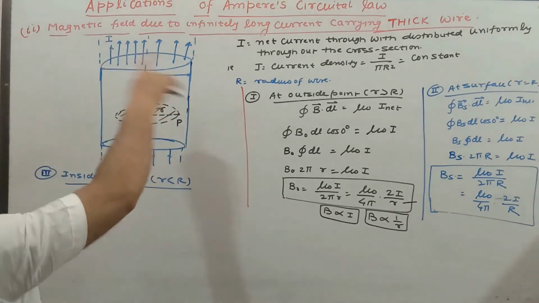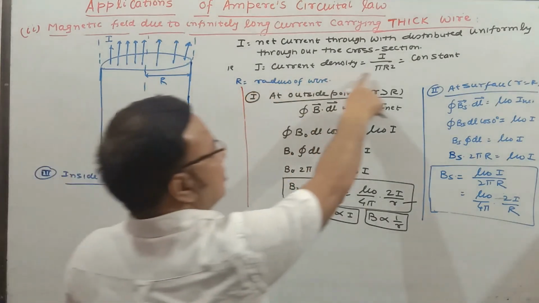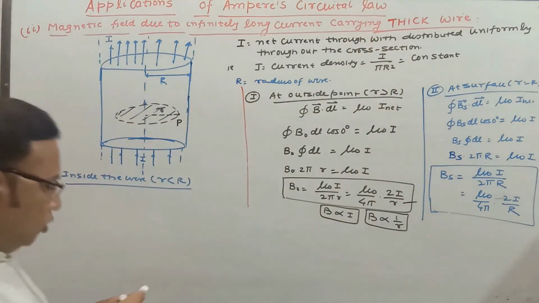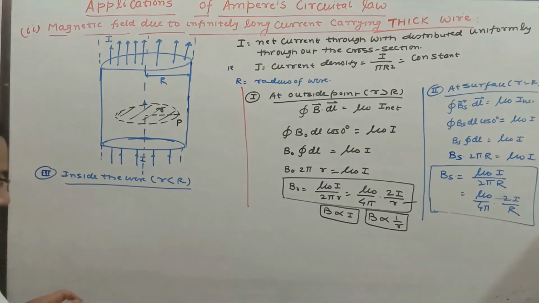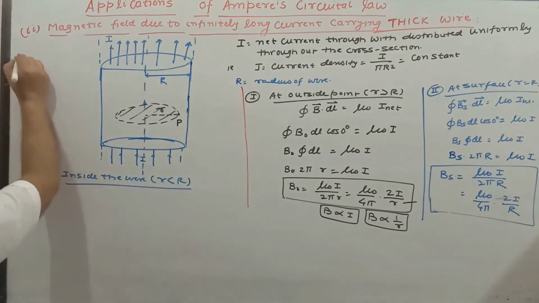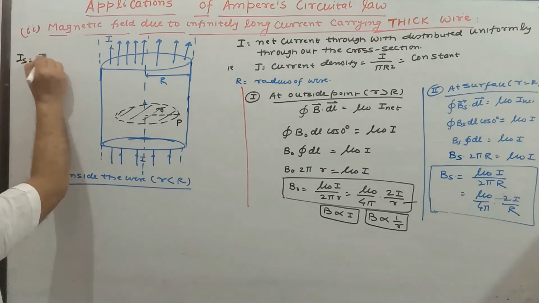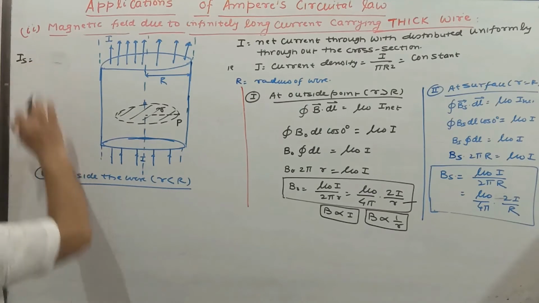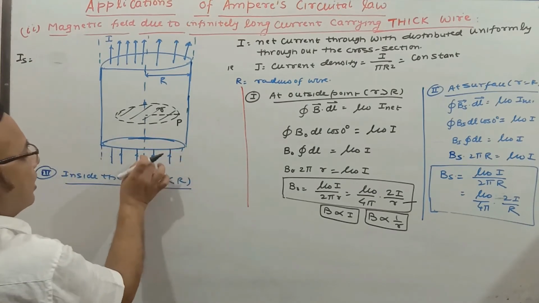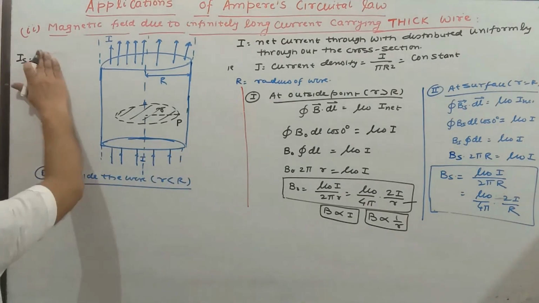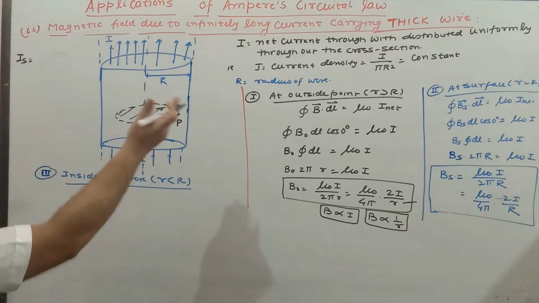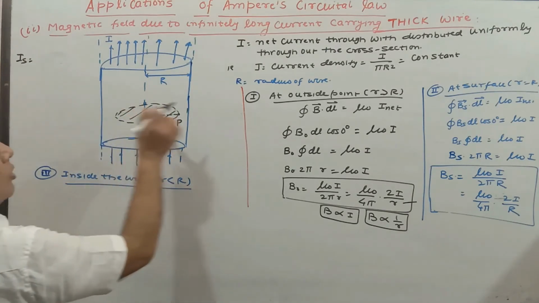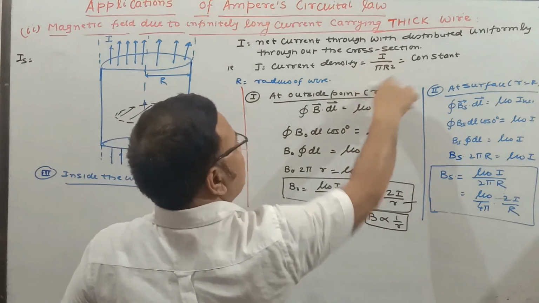We know the current is uniformly distributed, that is, the current density is constant. So we can find out the current through this. How? Current through this shaded section is equal to the current density times the area. Net current is I. So either by the unitary method or by using this, the current through unit area is J.